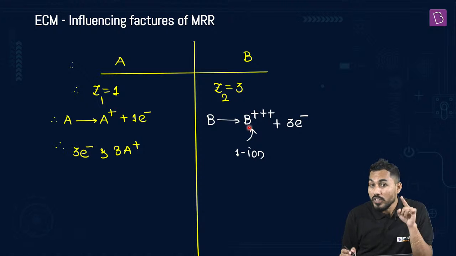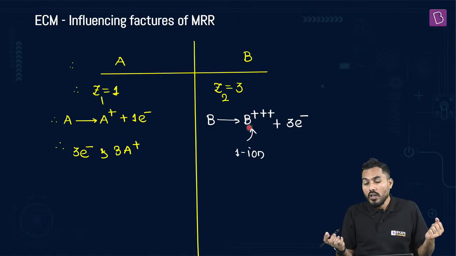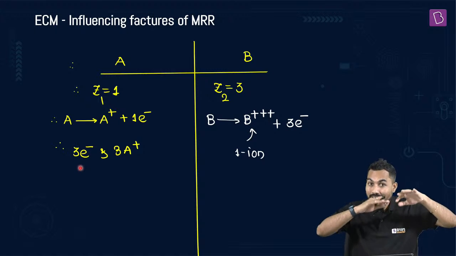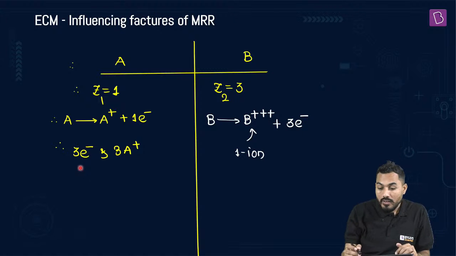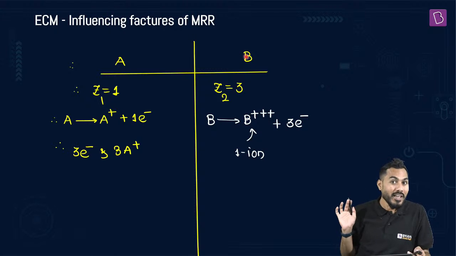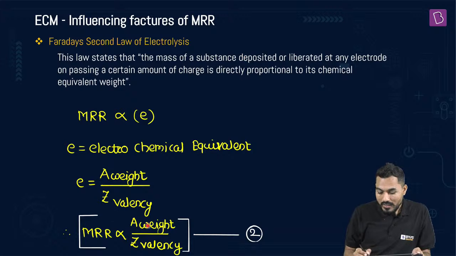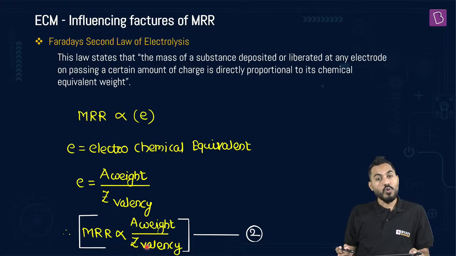So you tell me in which case the metal removal rate is more. In the A case, the metal removal rate is more as valency is less. When the valency is less, metal removal rate is greater. When the valency is greater, metal removal rate will be less. So we can simply say that material removal rate is directly proportional to gram atomic weight and inversely proportional to valency.